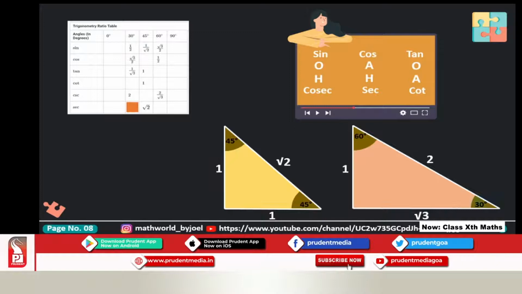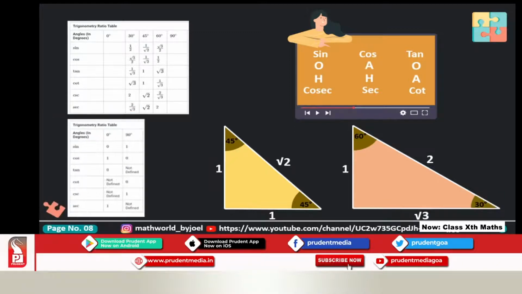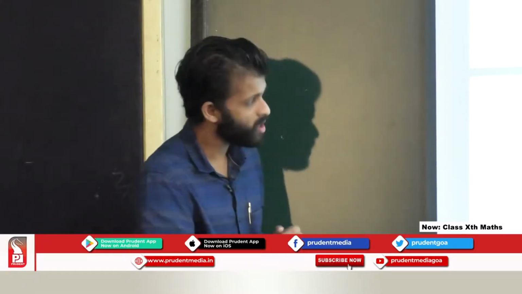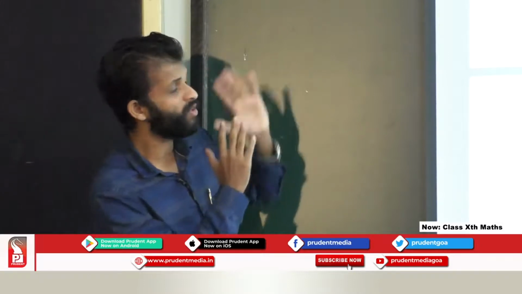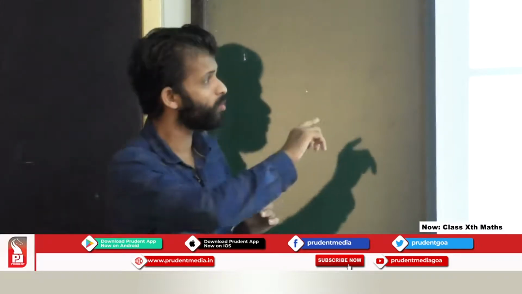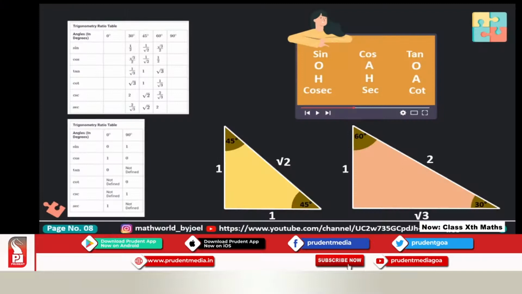If you notice, in the first table you were able to get all the values. I know I've just rushed through it quickly. You can take a screenshot right now and then check for yourself, but you are able to find out values for 30, 45 and 60, but 0 and 90 is difficult to calculate.